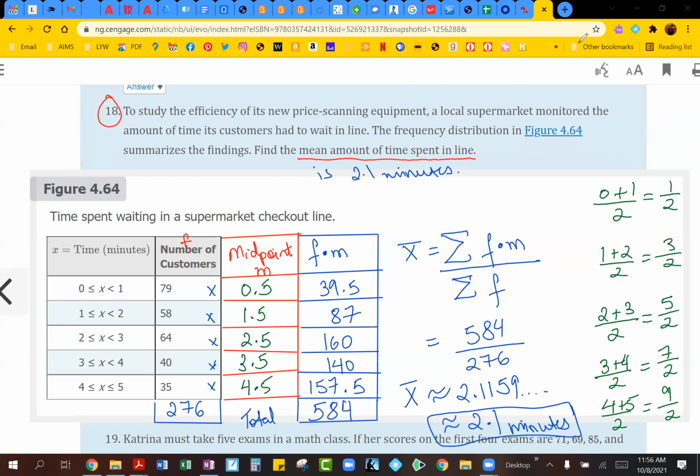So did anybody have questions on this example here?